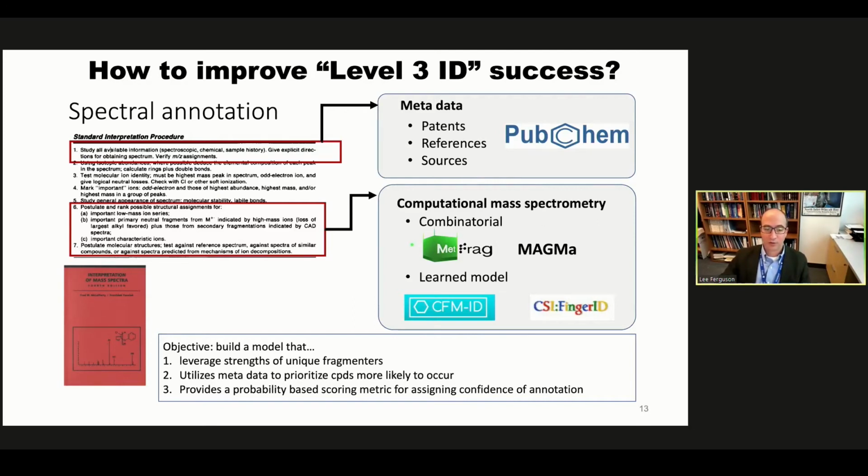So our objective here was to build a model that combined computational mass spectrometry, using in silico mass spectrometry prediction and annotation software that use both combinatorial fragmentation algorithms as well as machine learning approaches, which are able to match mass spectra to structures based on computational tools, as well as information on metadata of chemicals in databases. For example, numbers of patents, numbers of scientific references, and number of data sources in our databases in order to prioritize annotations of structures.